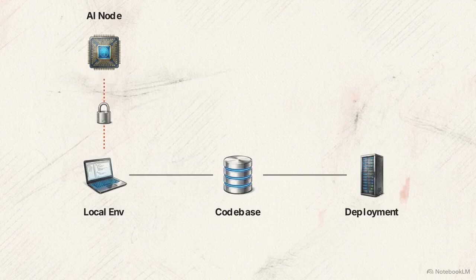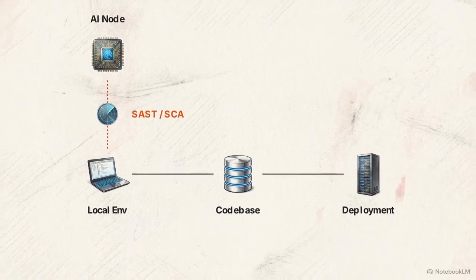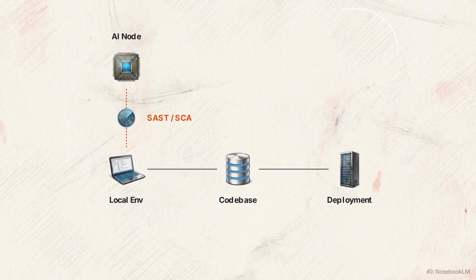The second patch is shift-left automation via SAST and SCA tools. SAST stands for Static Application Security Testing, and SCA stands for Software Composition Analysis. By integrating these automated tools directly into the generation pipeline, they actively intercept hallucinated packages and detect hard-coded secrets in real time, well before the code ever reaches compilation.